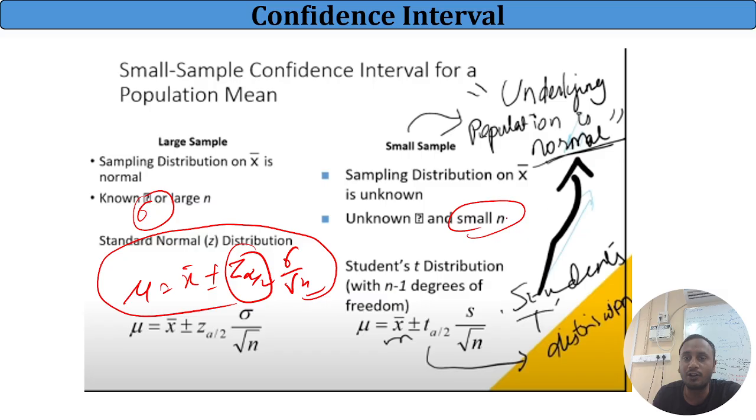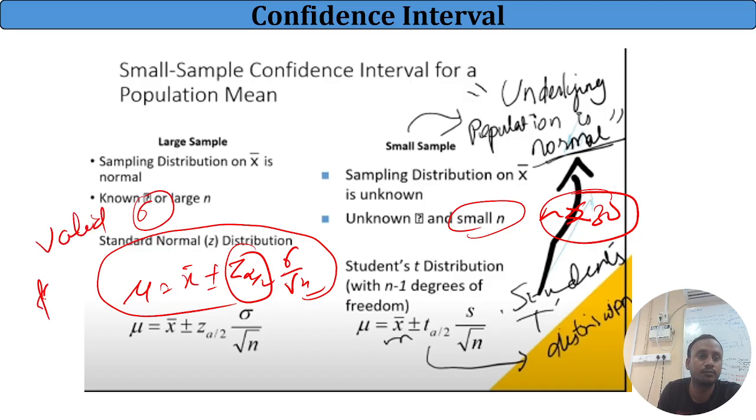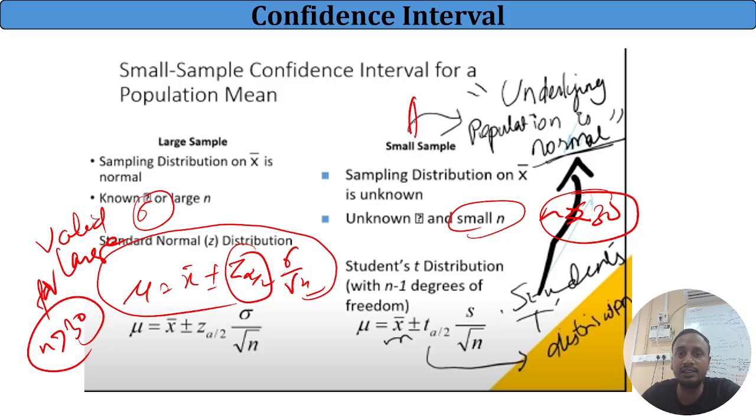For a small sample, n less than 30, we use the t distribution, and the normal one is valid for n greater than 30. In the t distribution also there will be some cases that we will discuss in detail.